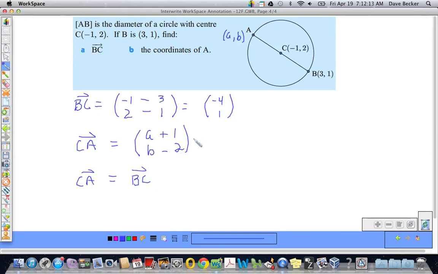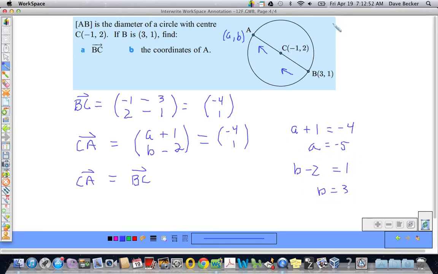How do we know that? Well, they're both going in this direction, and since they are radii of the same circle, they have the same length, same direction, same magnitude, means equal vectors. So that means that a plus 1, b minus 2 is equal to vector BC, which is -4, 1. Very simple, very easy. That means that a plus 1 must be equal to -4. So a is equal to -5. And that means that b minus 2 must be equal to 1. So b is equal to 3.